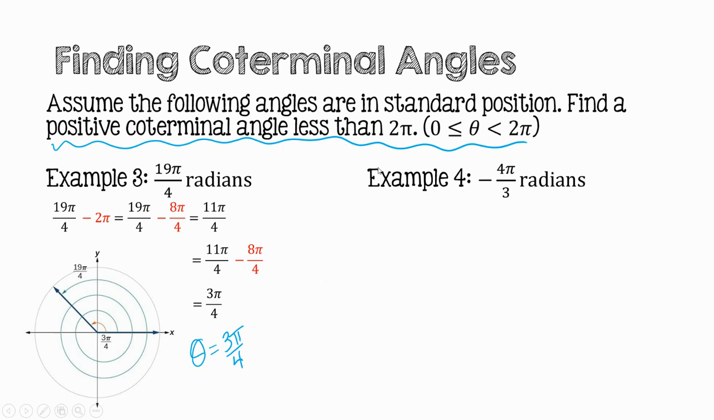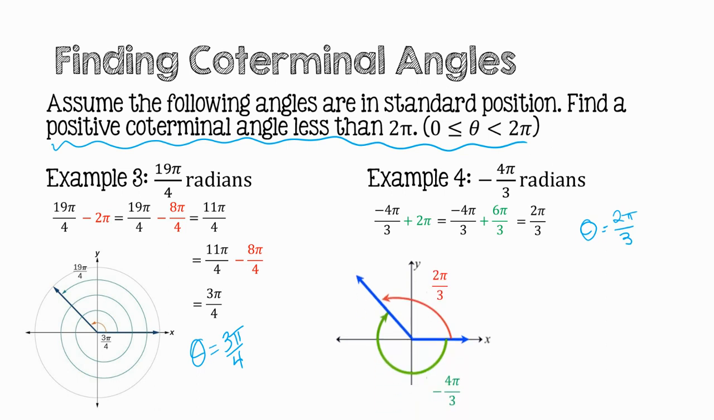We want to find a positive coterminal angle. So we're going to start off by now adding, because again, we want it to be positive, it's negative. So I add a full rotation, 2 pi radians, getting a common denominator to be 6 pi over 3. Negative 4 pi plus 6 pi gives us 2 pi over 3. That right there is between 0 and 2 pi. So my coterminal angle is 2 pi over 3.